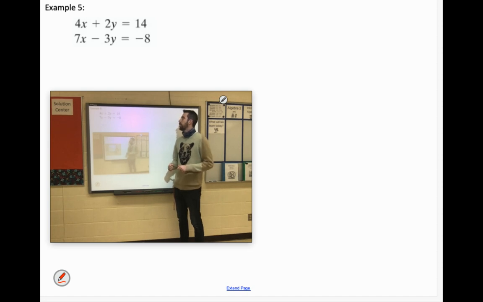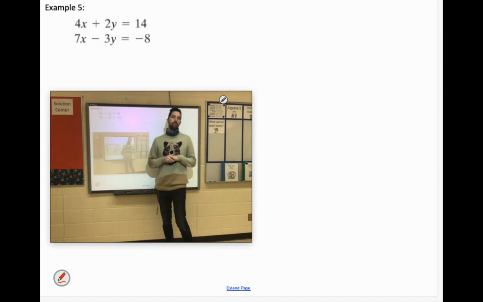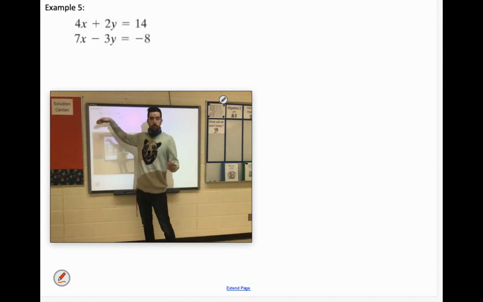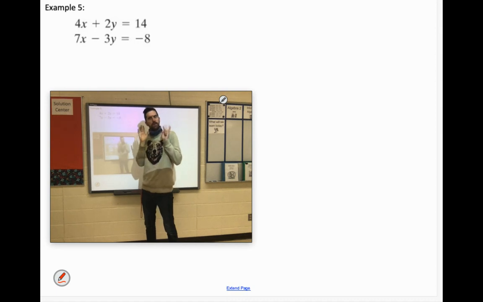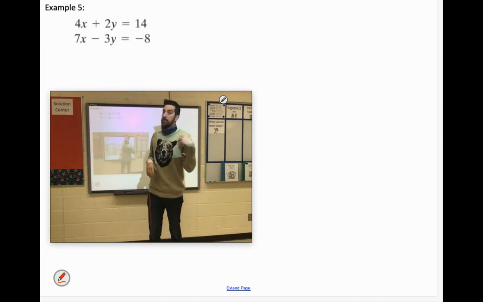4x plus 2y equals 14. 7x minus 3y equals negative 8. The x's don't match up. 4 cannot go into 7. The y's don't match up. 2 cannot go into 3. What shall we do? You can always do this.